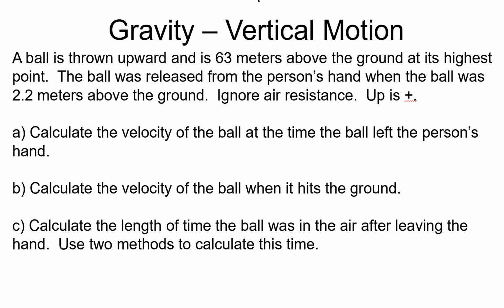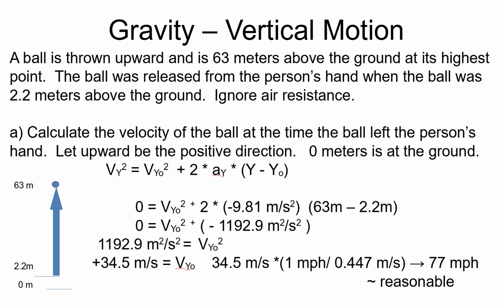So three things here. What is the velocity of the ball at the time the ball left the person's hand in order to achieve 63 meters above the ground? Calculate the velocity of the ball when it hits the ground. The person's not going to catch the ball on the way down. We're going to let the ball travel down to the ground. And calculate the length of time the ball was in the air. This is from the launch time, leaving the hand, until the ball hits the ground. And we're going to use two different methods to calculate this time.